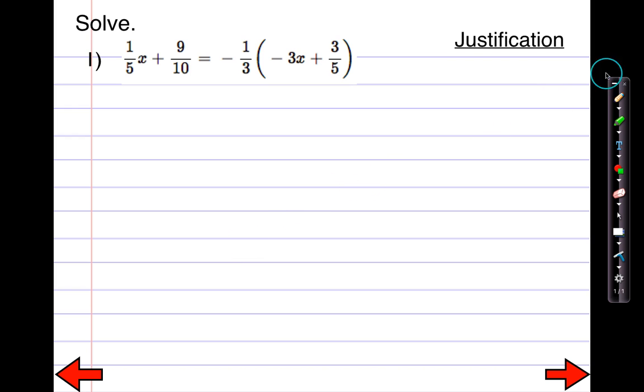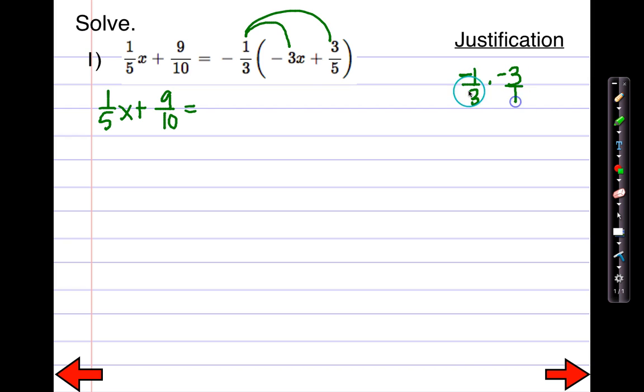So let's go ahead and jump straight into our very first example. The first thing I noticed in this problem is I can distribute. So I'm going to go ahead and write 1/5 x, that's going to stay the same, plus 9/10 equals, well, negative 1/3 times negative 3/1. I basically made it into a fraction. I notice these cross cancel, leaving me with a positive 1x. Now, do you need to put that 1? No, but if it helps, definitely do that.